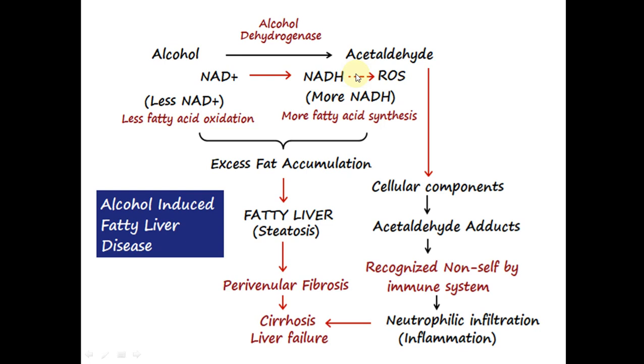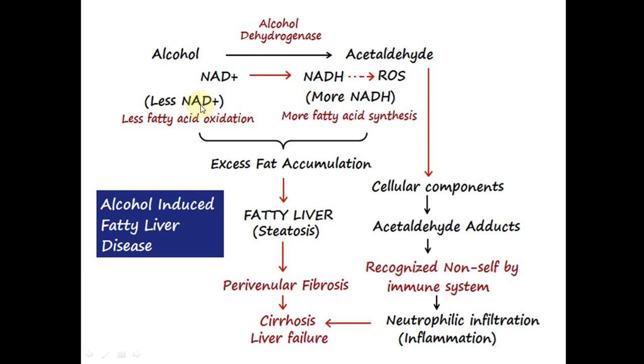Normally, the NAD plus accelerates fatty acid oxidation and decreases the chances of fat accumulation in the liver, while the NADH facilitates fatty acid synthesis in the liver. Now, if more NAD plus is converted into NADH, there is less NAD plus to facilitate fatty acid oxidation, and as a result there is decreased fatty acid oxidation. On the other hand, the formation of NADH from NAD plus increases fatty acid synthesis, so more formation of NADH will facilitate more fatty acid synthesis.